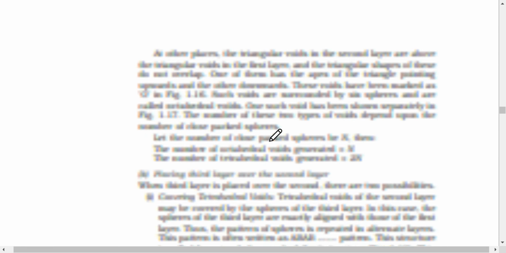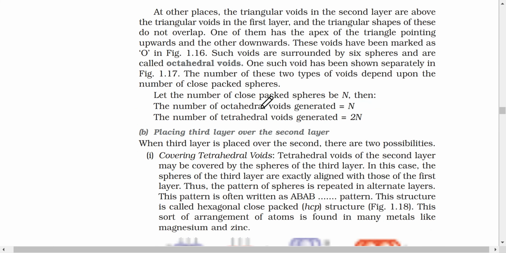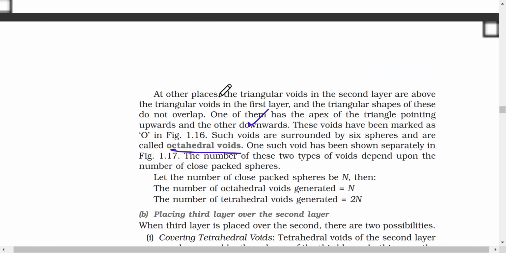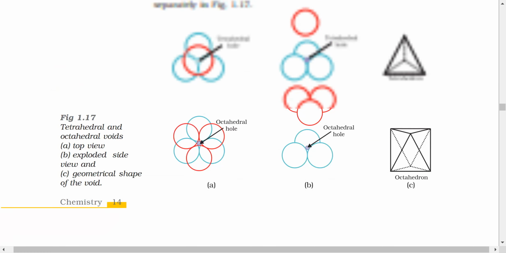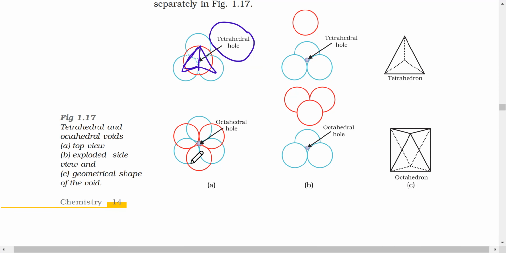ठीक. At other places, the triangular voids in the second layer are above the triangular voids in the first layer, and the triangular shapes of these do not overlap. ठीक, एक का apex ऊपर होता है, दूसरे का pointing downwards. These voids have been marked as O. Such voids are surrounded by six spheres and are called octahedral voids. ठीक, one such void has been shown separately. यहाँ पे देखेंगे. This is an octahedral void.